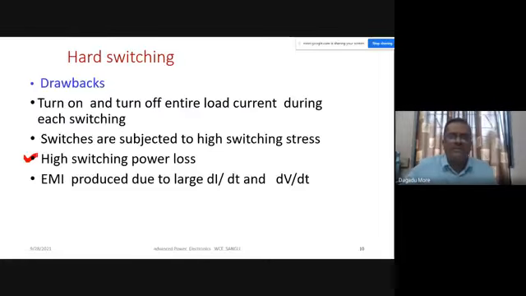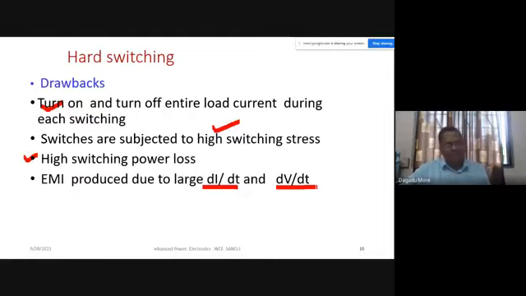But other drawbacks are also there. The entire load current is turned on and turned off by each switch, so we require a high switch rating. The voltage across the switch changes very fast and the current through it changes very fast, so di by dt and dv by dt are high. Because of that, electromagnetic interference will also be present. These are the drawbacks of particularly hard switching.